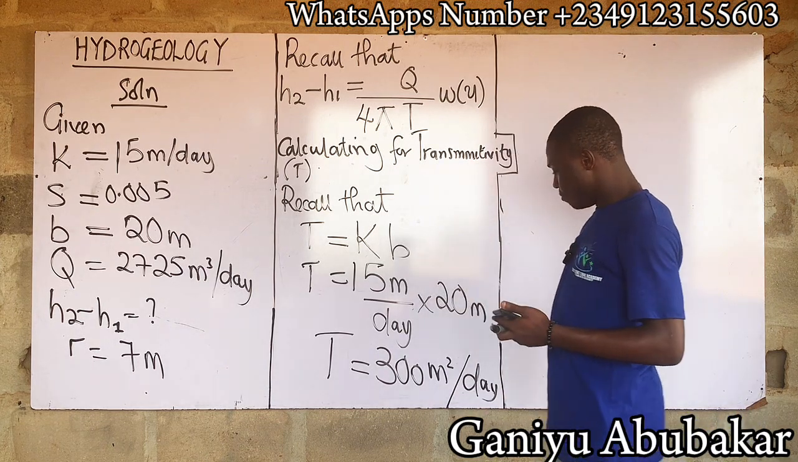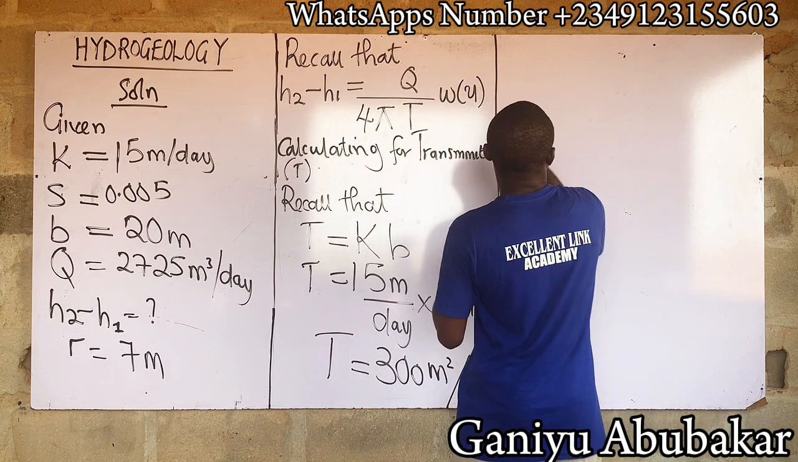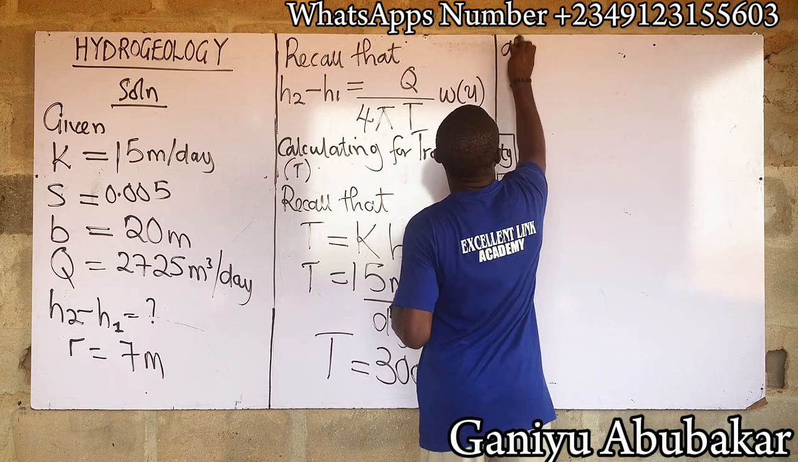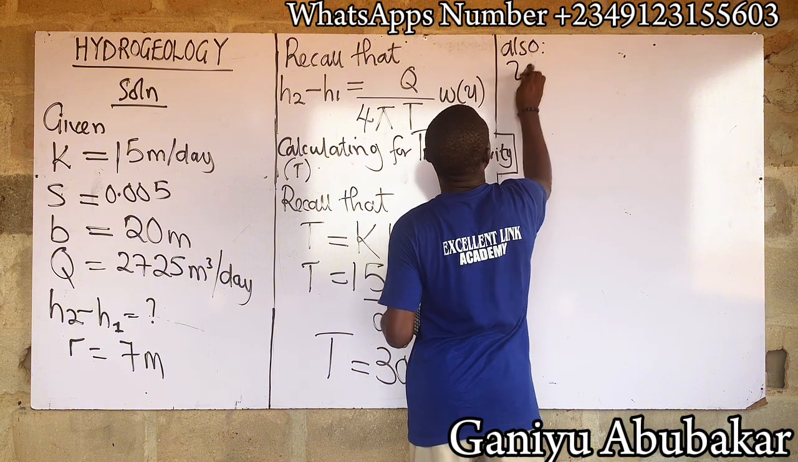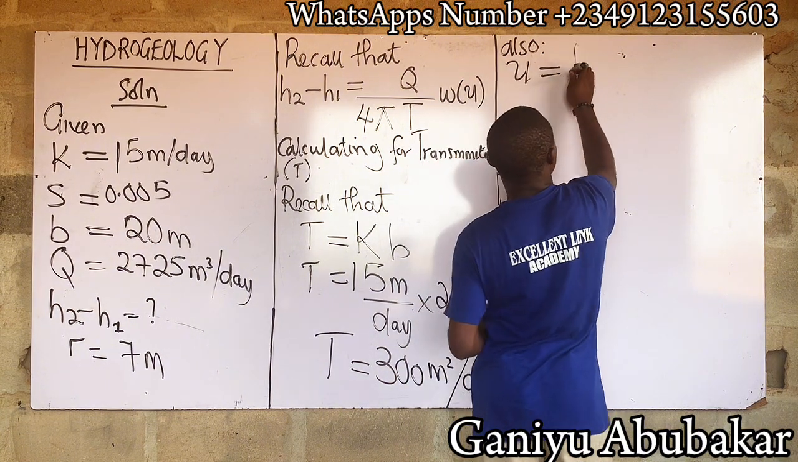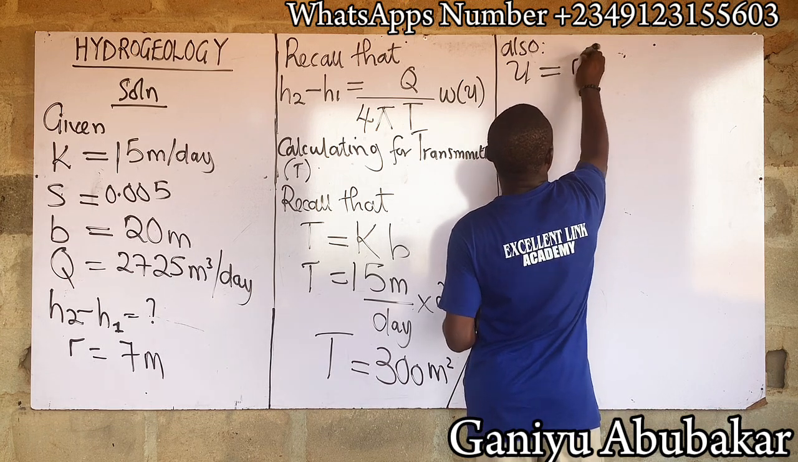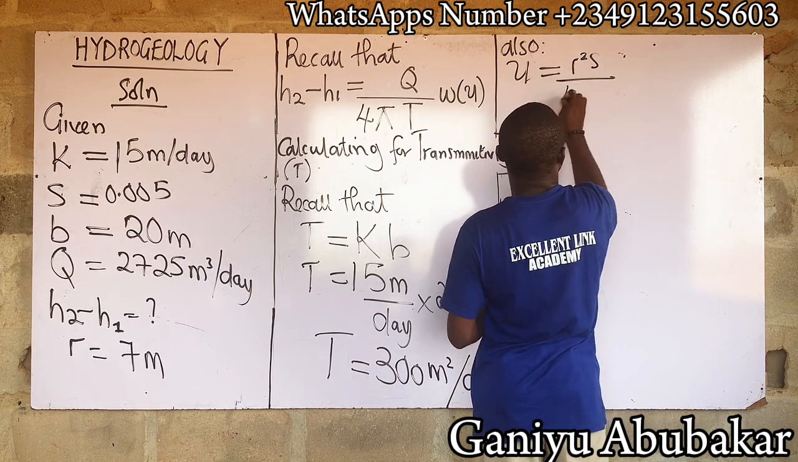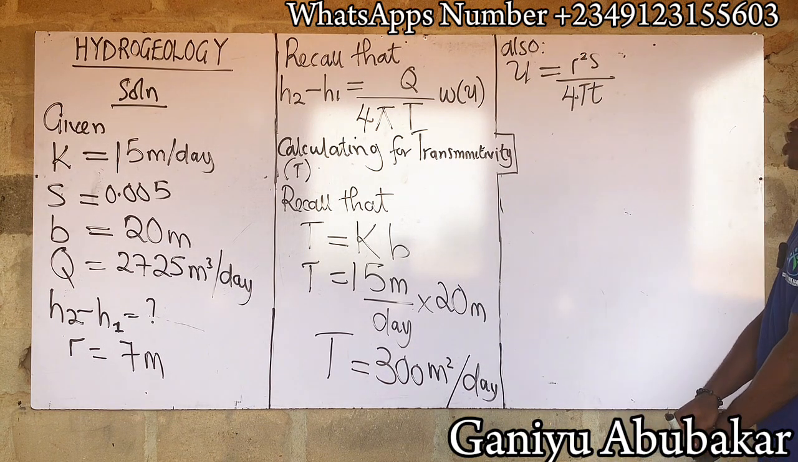Let's get U, please. From here now, what's U? At this point, let's get U. U is equal to R squared S all over 4Tt. This way, please. So please record this formula.